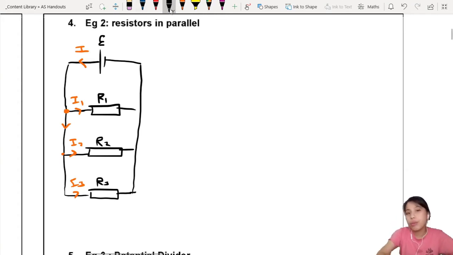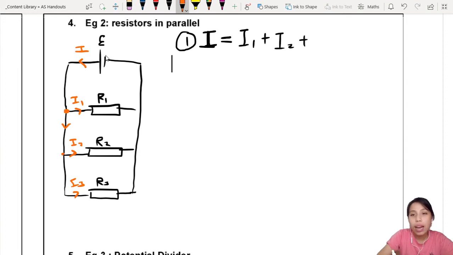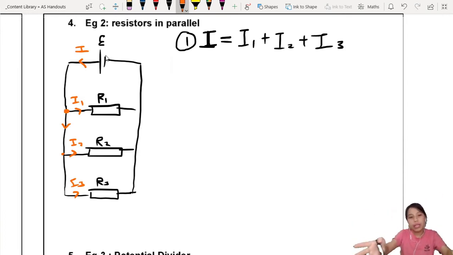So we're going to do something very similar to what we did just now. First step, I want you to think of the current. How do I1 and I2 and I3 relate? How do all these currents relate? Are they all the same? No. Actually they split. I, the original one, is actually all of them added together. So you can write I equals I1 plus I2 plus I3, because I split into I1 plus I2 plus I3.